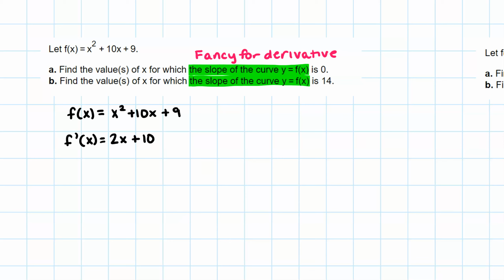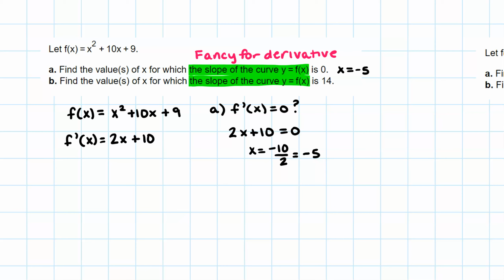So now, what part A is saying is, when is f prime of x equal to 0? Well, I could solve that, right? 2x plus 10 equals 0. So x equals negative 10 over 2, which is negative 5. So what values of x is the derivative 0? X equals negative 5.